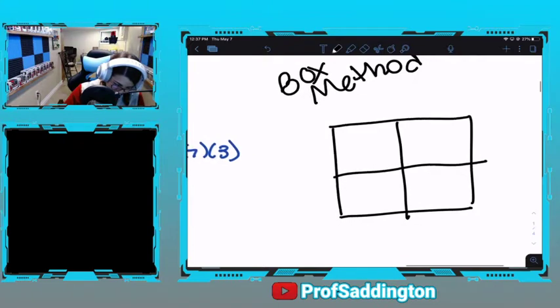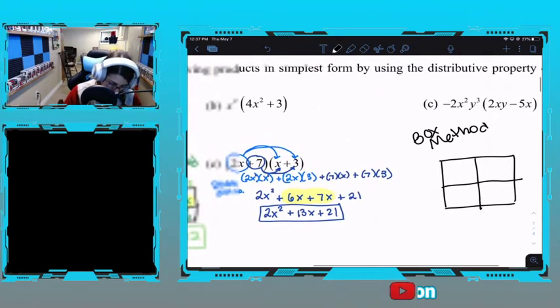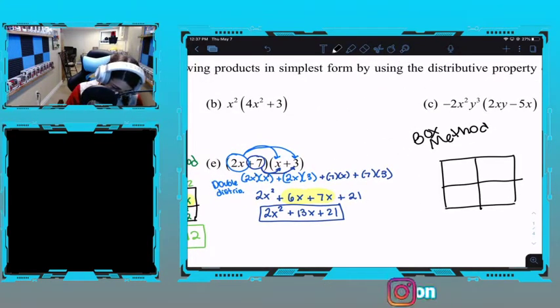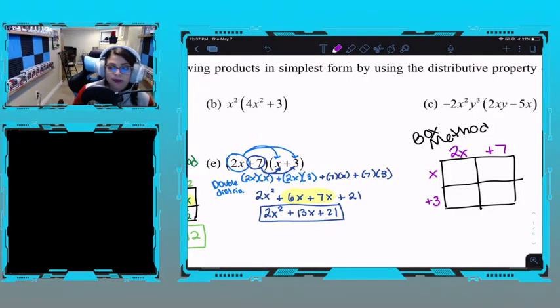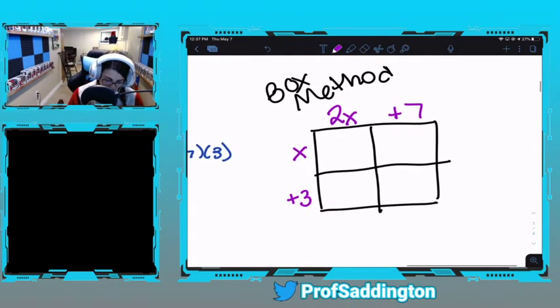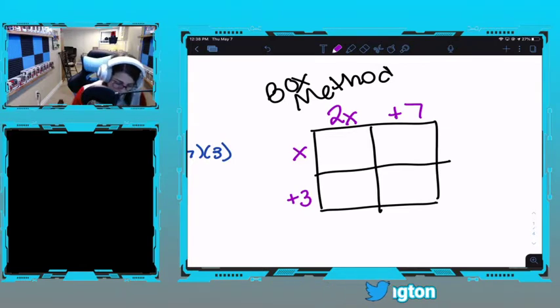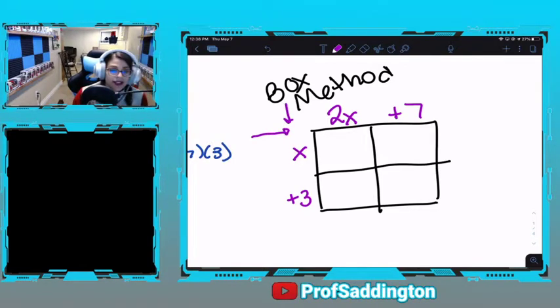Box method. So we had, what was it, 2x plus 7? I already forgot. I'll do it in pink. So we have 2x plus 7, and then x plus 3. Even if it's positive, I always bring the sign down just so I don't forget about it. And then remember, we multiply down and across.